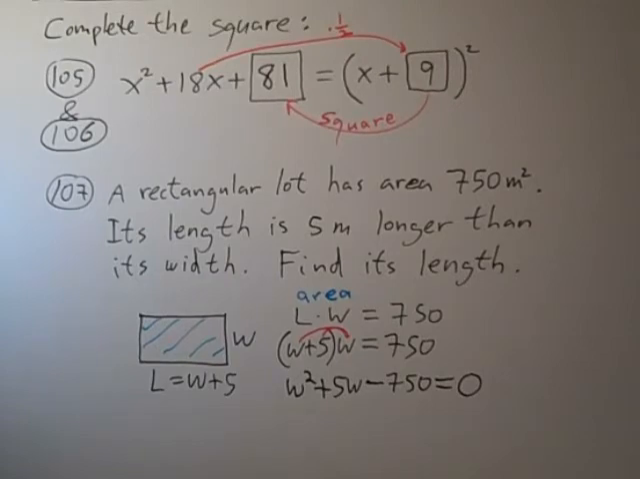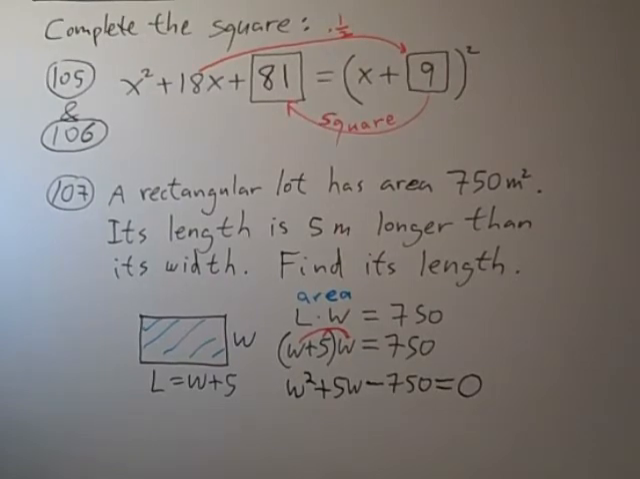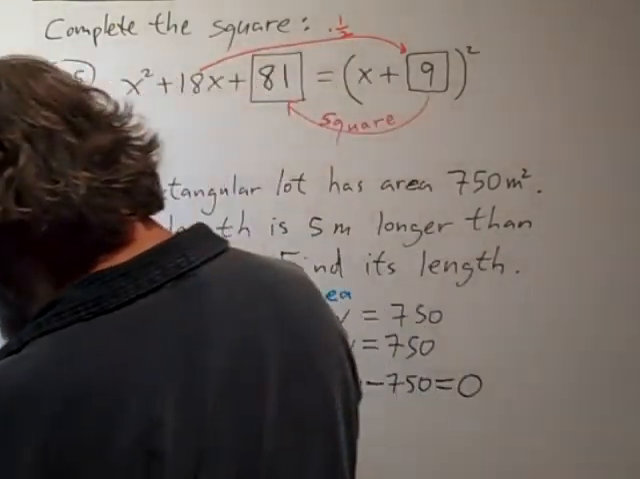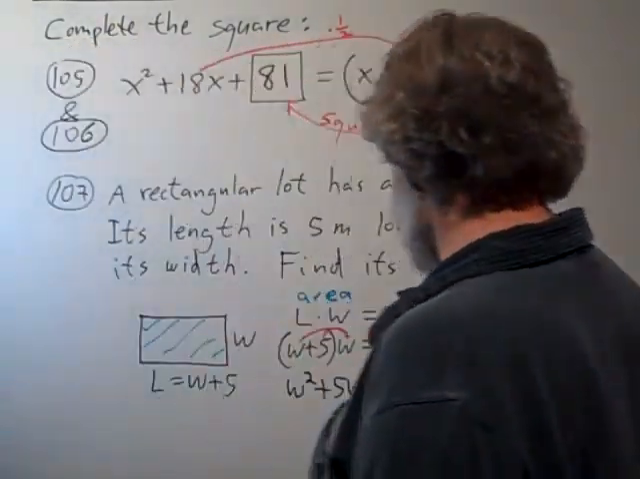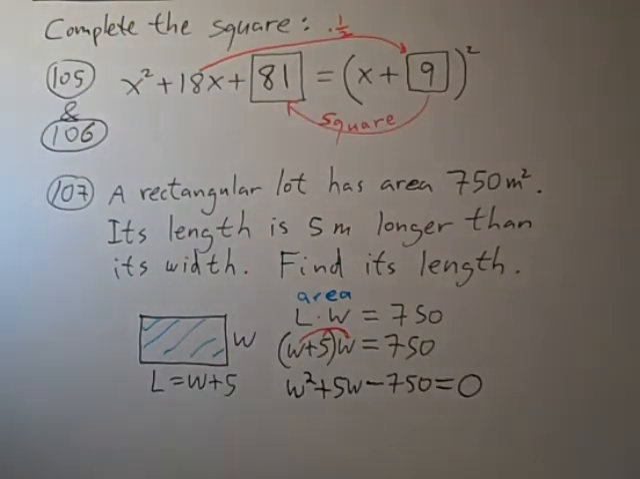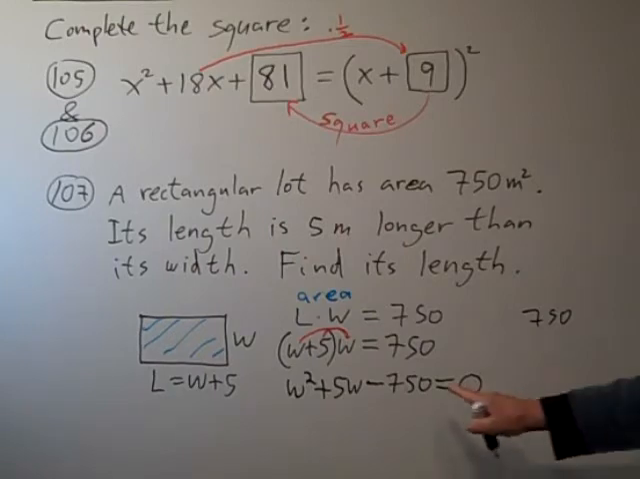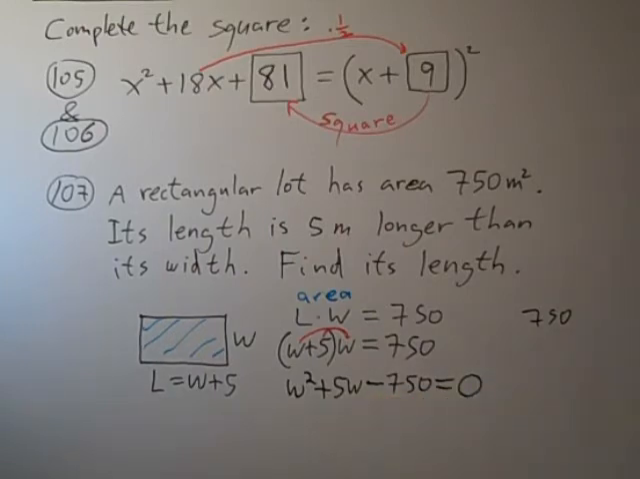And now we need to try to factor this, or we can complete the square or use the quadratic formula. We have lots of options here. Can we factor that? Let's see, 750. How can we factor that so that the difference in the factors is only 5? Well, 750 is equal to 75 times 10.